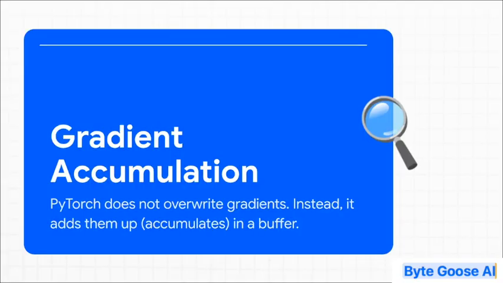When you call loss.backward, you might think PyTorch calculates the new gradients and just replaces the old ones, but it doesn't. By default, it adds them up. It accumulates them. So the gradients from your current step get added on top of the gradients from the last step. It's like leaving the old numbers on a calculator before starting a new problem.